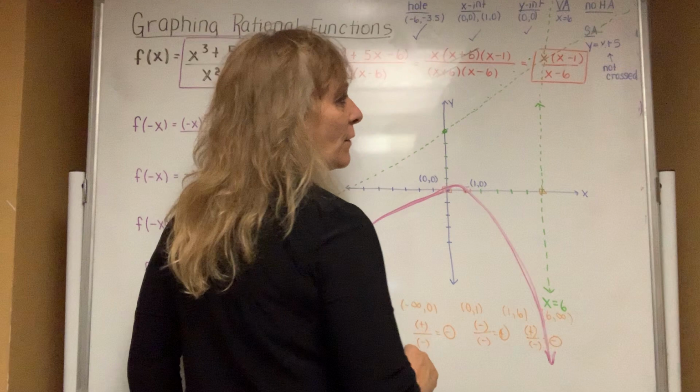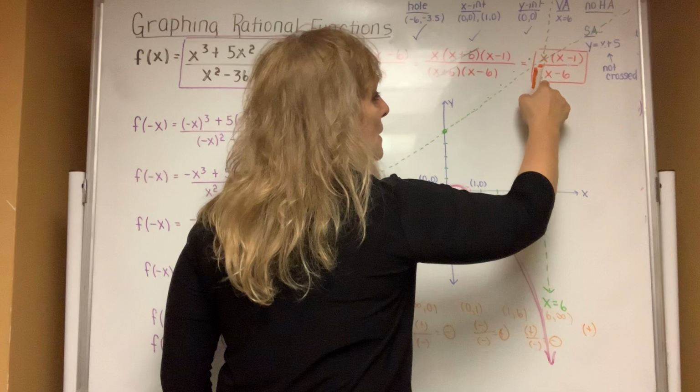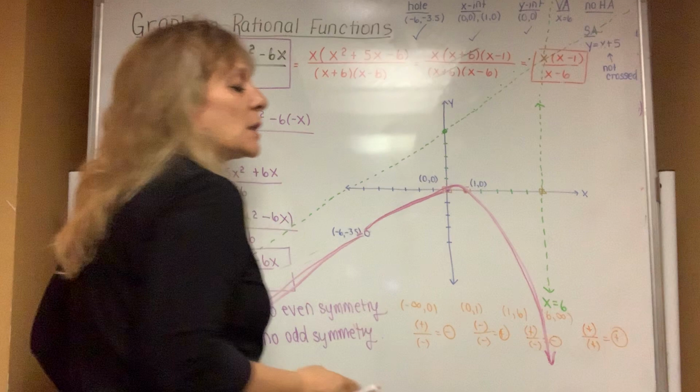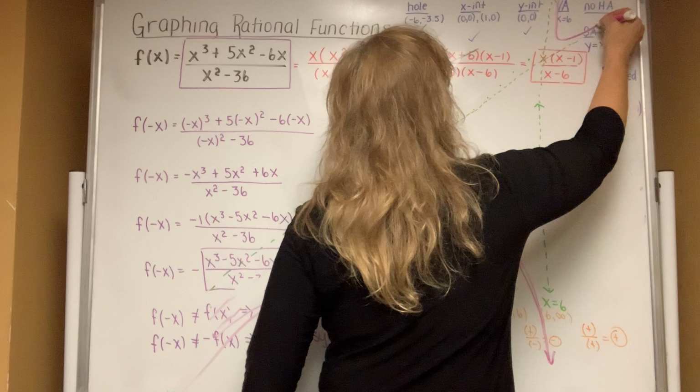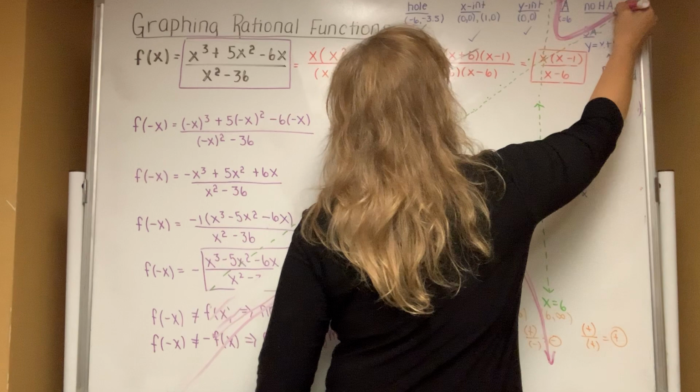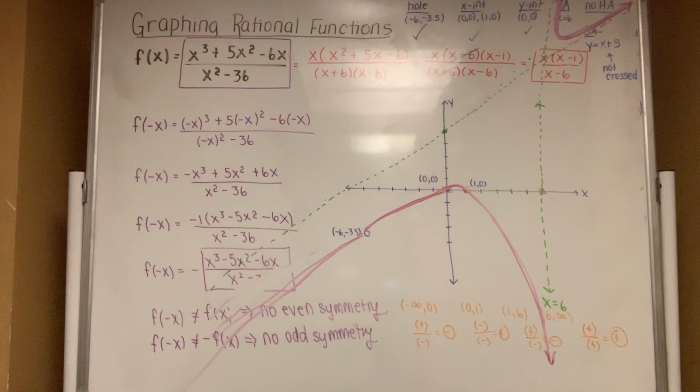And that's what the bottom looks like, but you're not done, because you still need to pick a number between 6 and infinity, and I'm going to pick 10. And 10 times 9 is positive, and 10 minus 6 is positive, and a positive divided by a positive is a positive, which tells me I am above the x-axis. So the last section of your graph, like it or not, is this. It's got to fully stay above the x-axis. If you hug it down here, it's going to hit the x-axis. That's what your picture looks like.